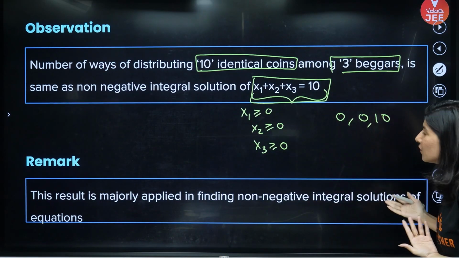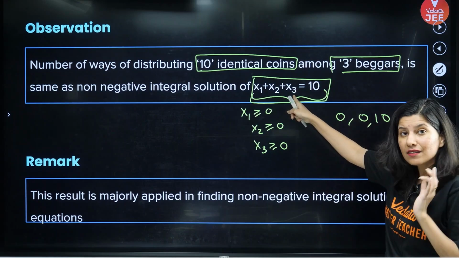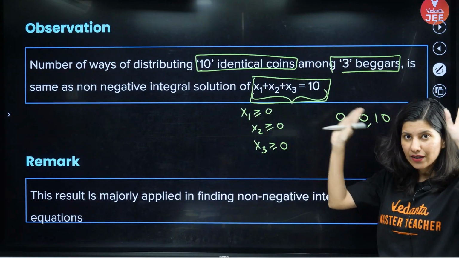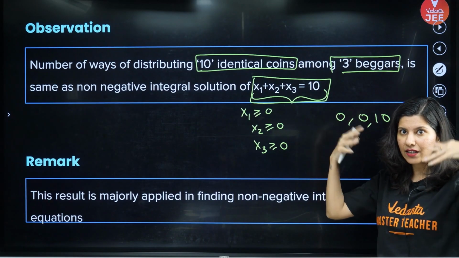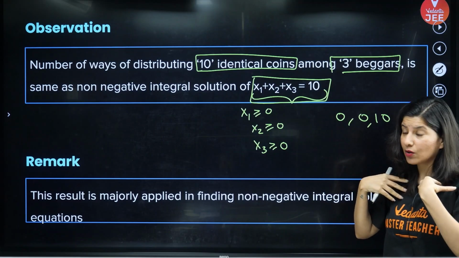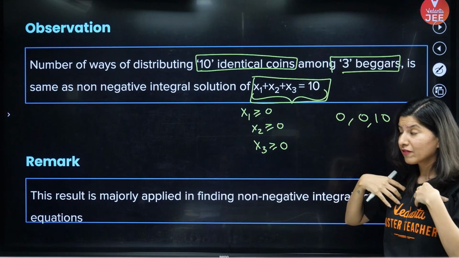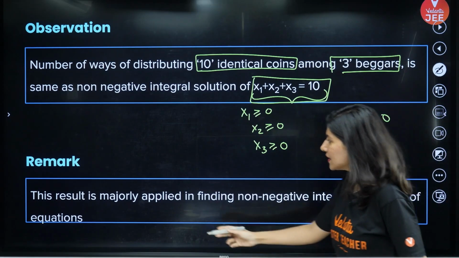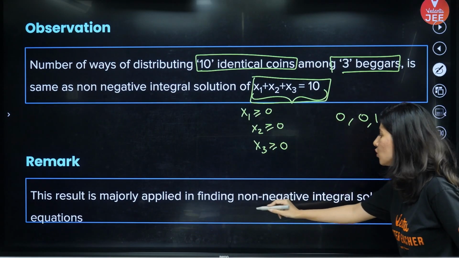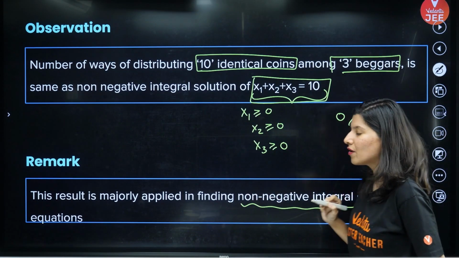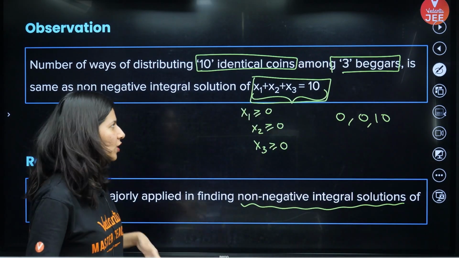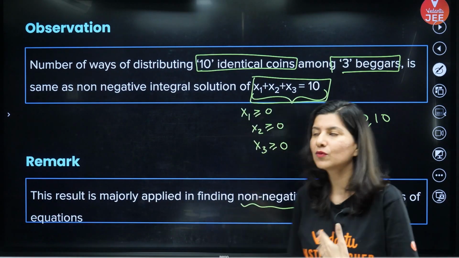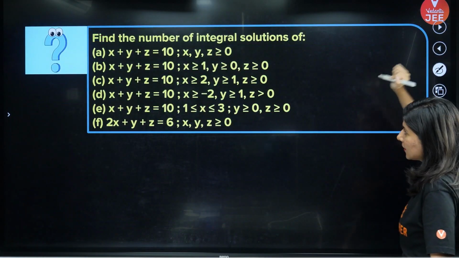So what we have done here is that these 3 variables act as 3 different beggars. x1 is a beggar standing there, saying give me something. Okay, you're giving me 0. x2 is again giving me 0, and x3 gives the rest. The sum total should be 10. So this result is majorly applied in finding non-negative integral solutions of equations. Now you have understood this type of problem, so let's start doing it.